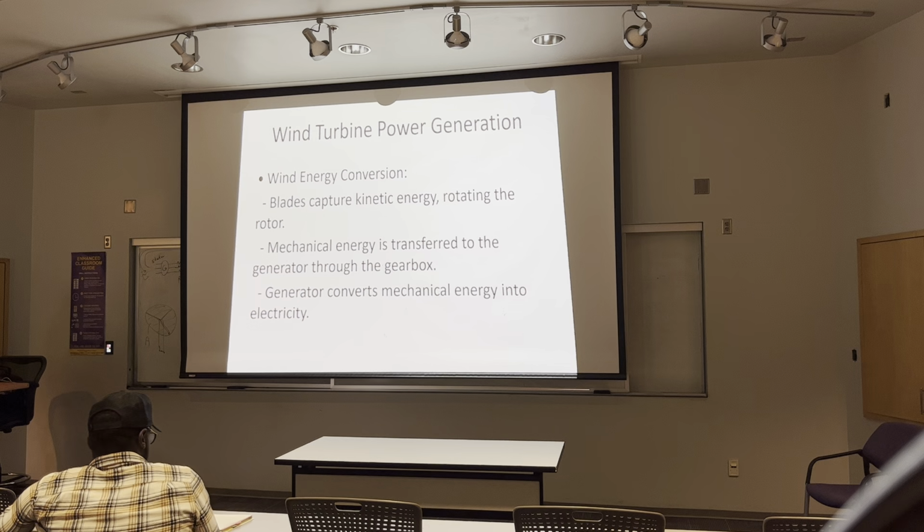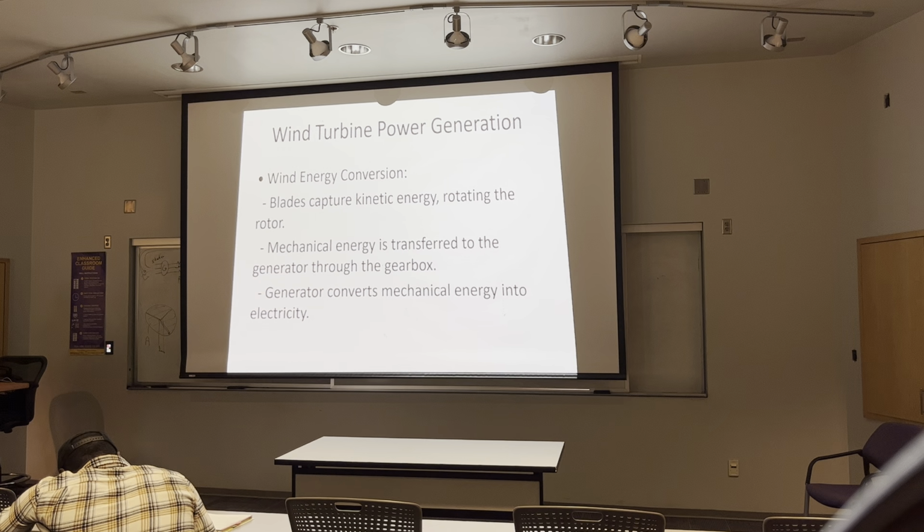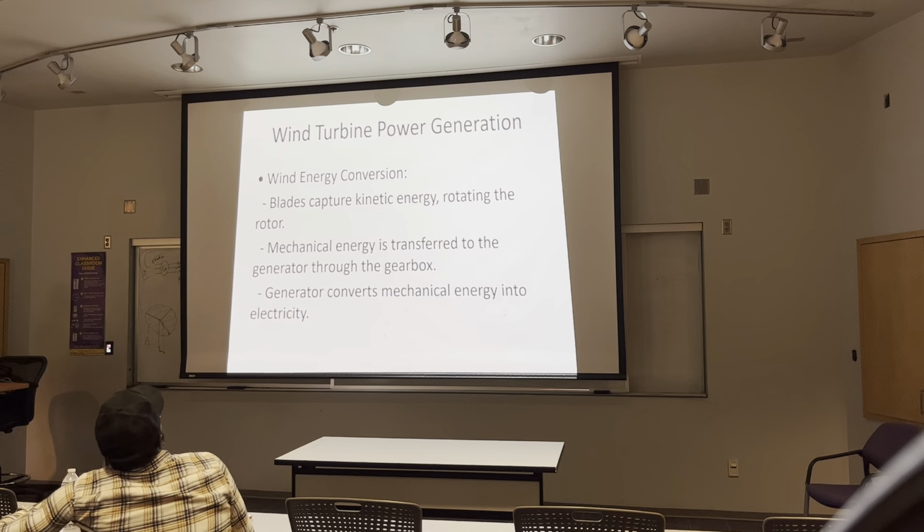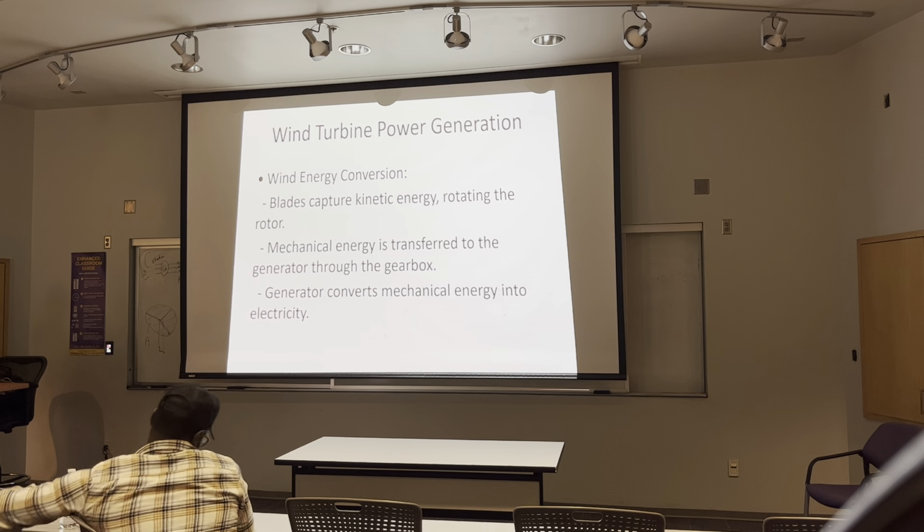Power generator. We say the wind energy conversion is: the blade captures the kinetic energy and rotates the rotor. So this means the energy in the wind will be converted from mechanical to electrical. The mechanical energy is converted to electrical energy by the blade and the generator. Okay. Mechanical energy is transferred to the generator through the gearbox.